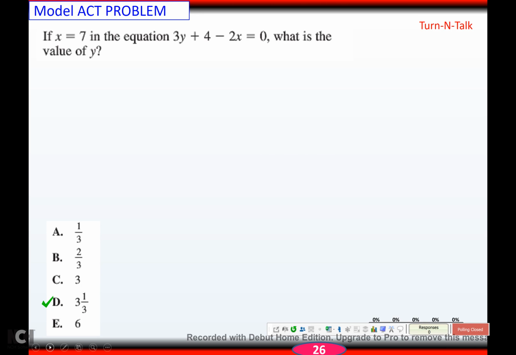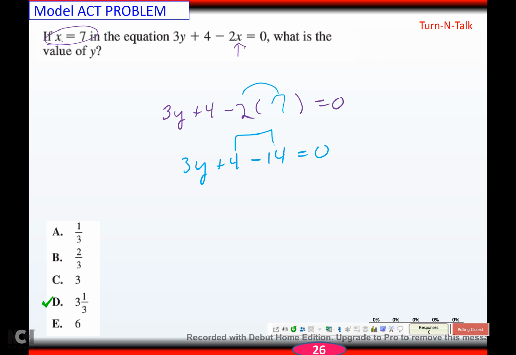And hopefully you got D. If x equals 7 in this equation, what is the value of y? Again, if they tell you what a letter is, plug it in. So I have 3y plus 4 minus 2 times something equals 0. And it told me to make the x 7. So distribute, I get 3y plus 4 minus 14 equals 0. Combine like terms, I get 3y minus 10 equals 0. Add 10, I get 3y equals 10, divide by 3, and y equals 10/3.